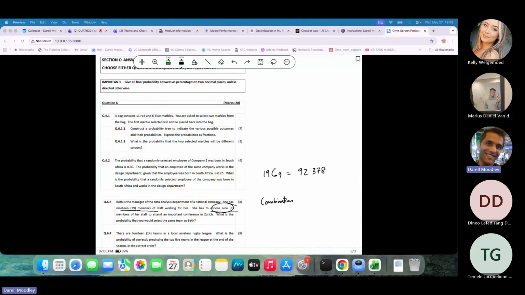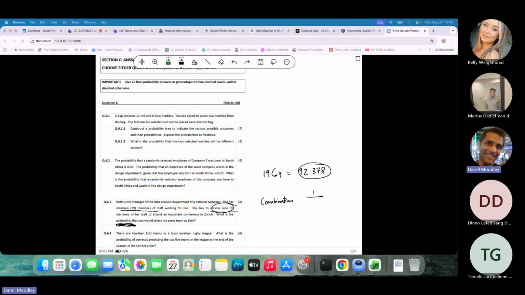But they want us to work out the probability. So all you need to do to get the probability is just use this as a denominator and work out 1 over that number, because you have a 1 in 92,378 chance. Because remember, think about it this way. If there's 10 ways that something can happen, and you want to know the probability of one of those possibilities, then it's just a 1 out of 10 chance. So think about it this way. There's 3 cars.